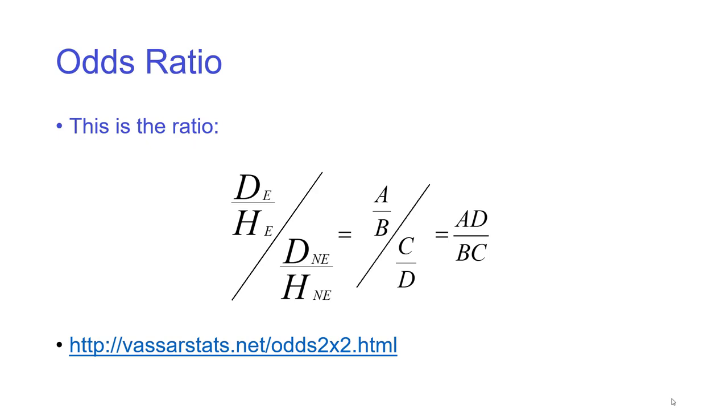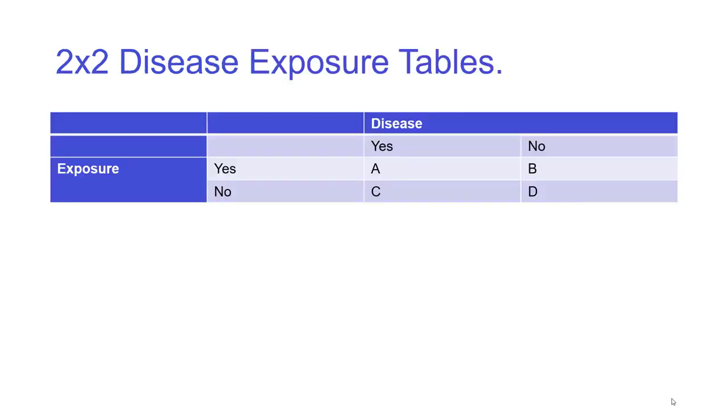What you want to happen is, if you've been exposed and you've got the disease, you want A to be a big number. If you've been exposed and you don't have the disease, you want that to be a small number. So it means it's a strong causation. It's definitely causing something to happen. Whereas if you've not been exposed, you really don't want anyone to have the disease, so you want C to be small. And if you've not been exposed, you don't want them to have the disease, so you want D to be big. So A and D need to be big, B and C need to be small.